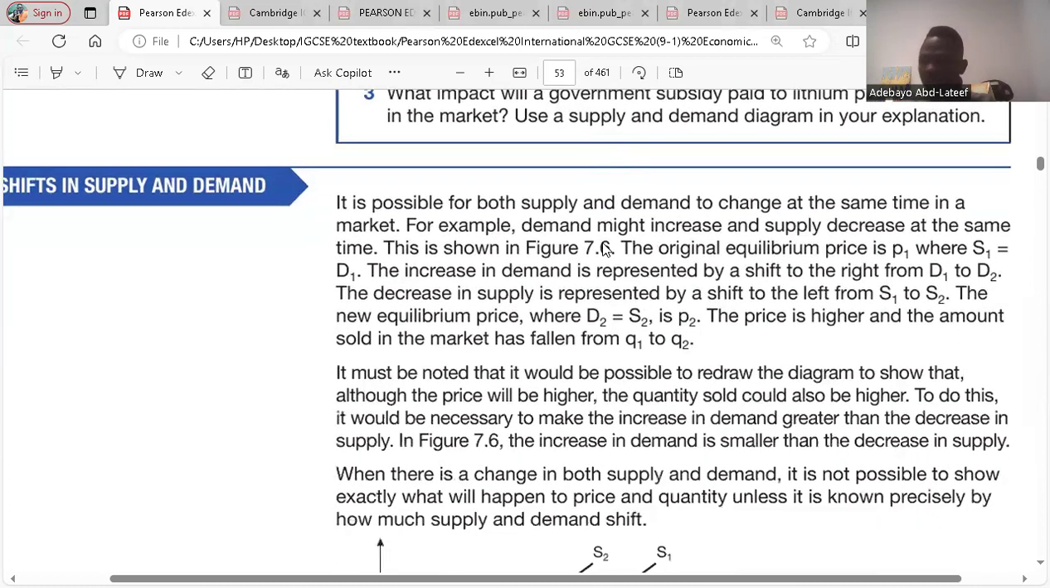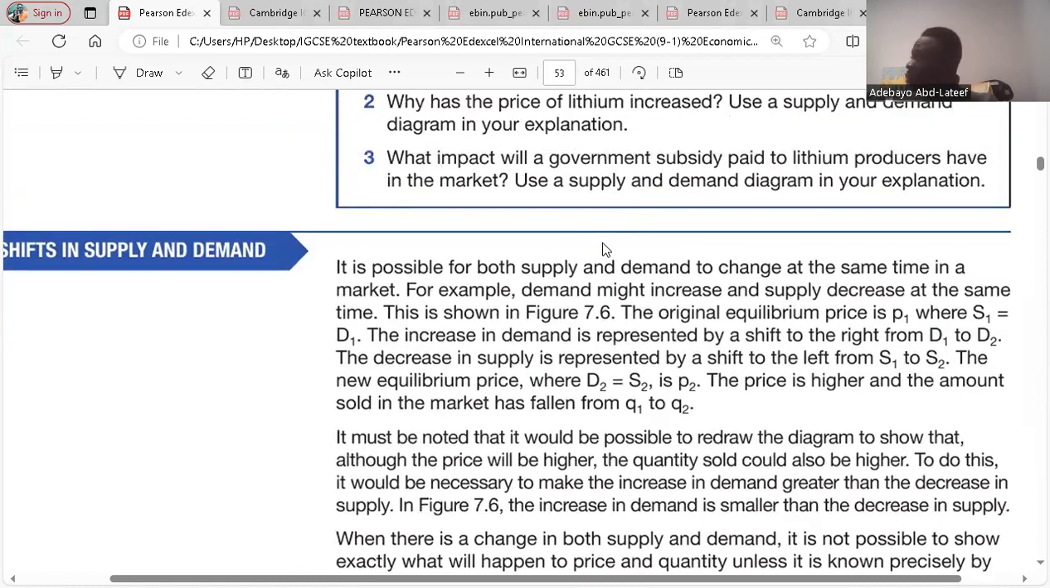Question three. What impact will a government subsidy paid to lithium producers have in the market? Use the supply and demand diagram in your explanation. With a subsidy, the cost of production would fall. And if the cost of production falls, firms will be willing to supply more, shifting the supply curve rightward from S1 to S2, and the price will fall from P1 to P2. The quantity supplied in the market will increase from Q1 to Q2. Do you get it? Okay, that's about that.